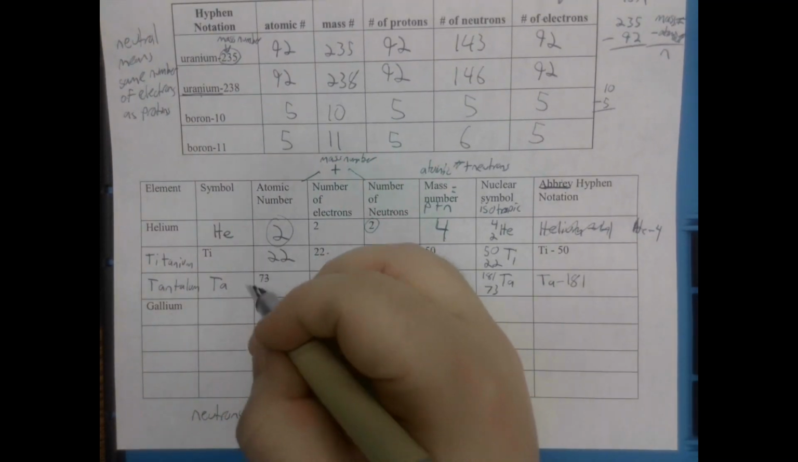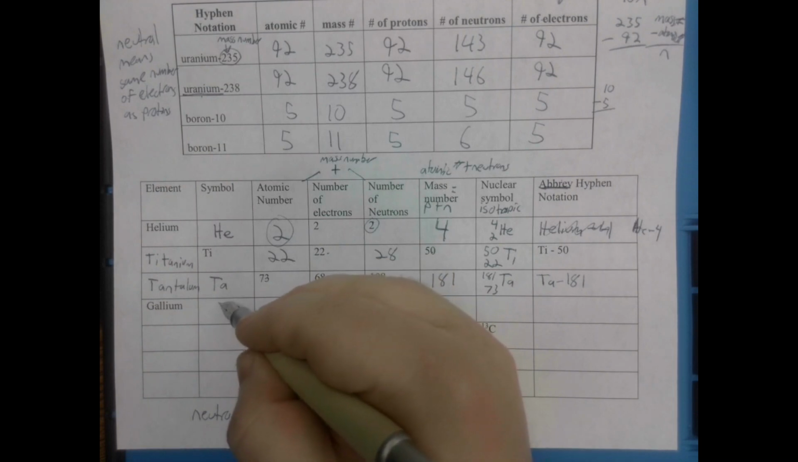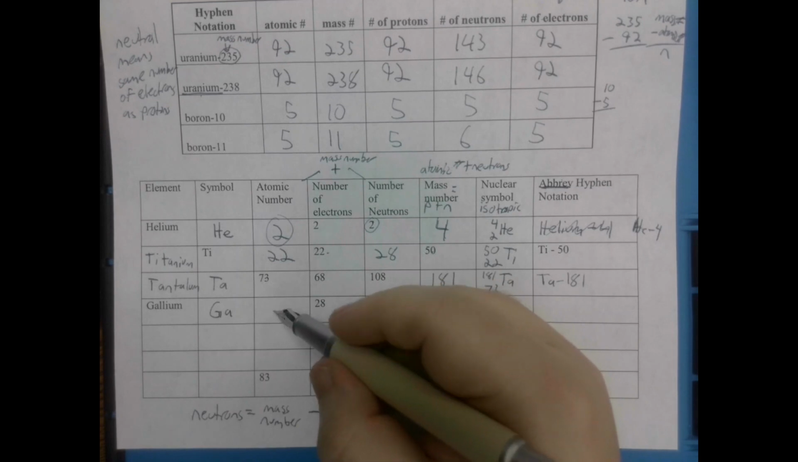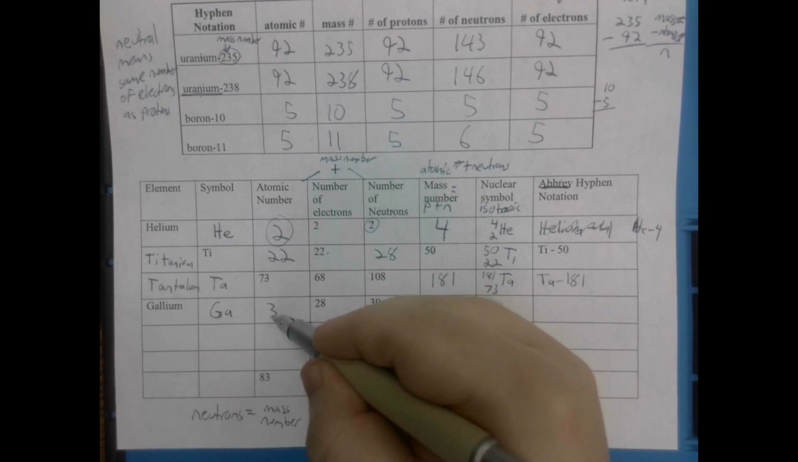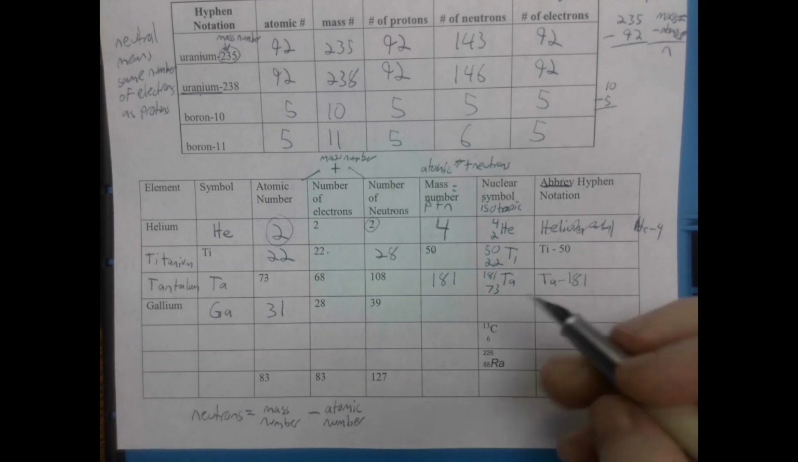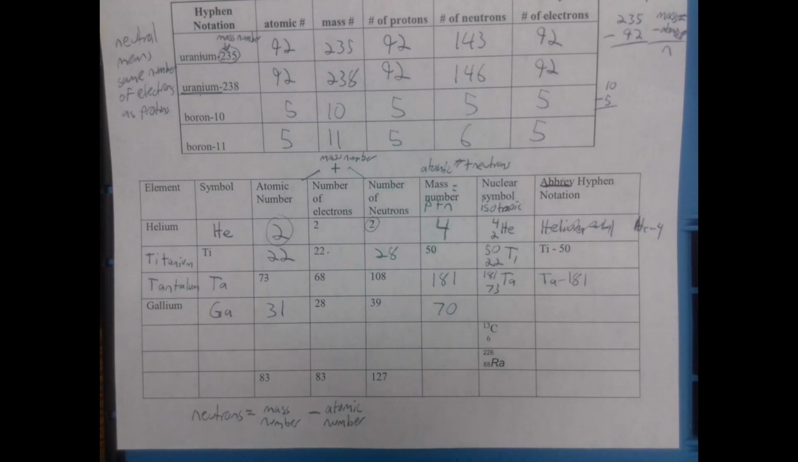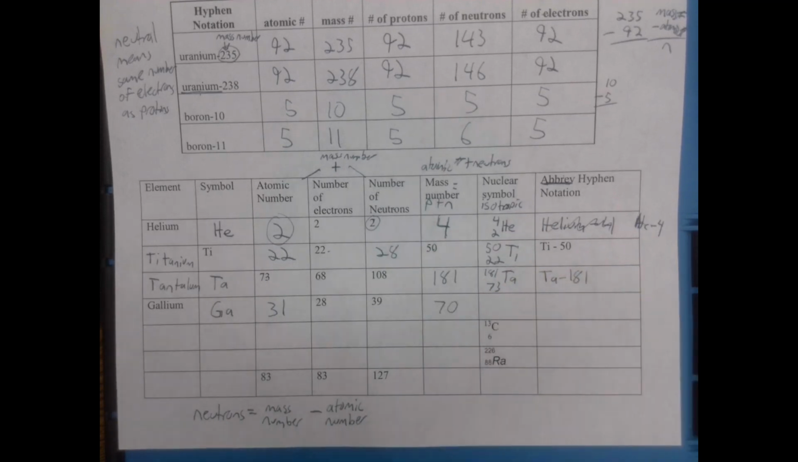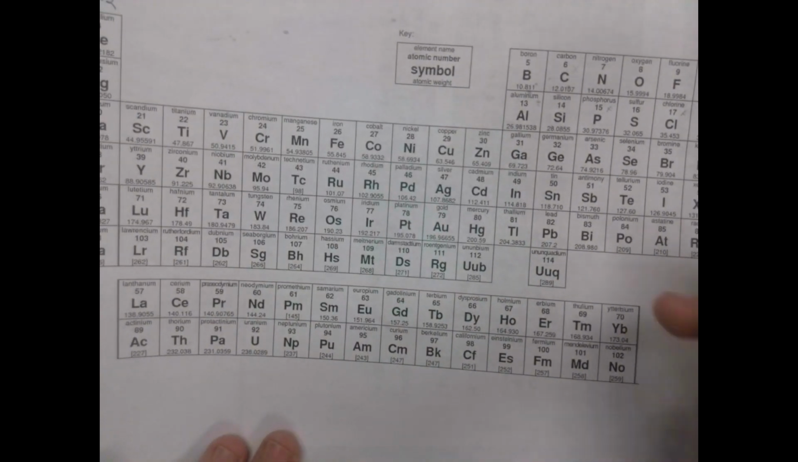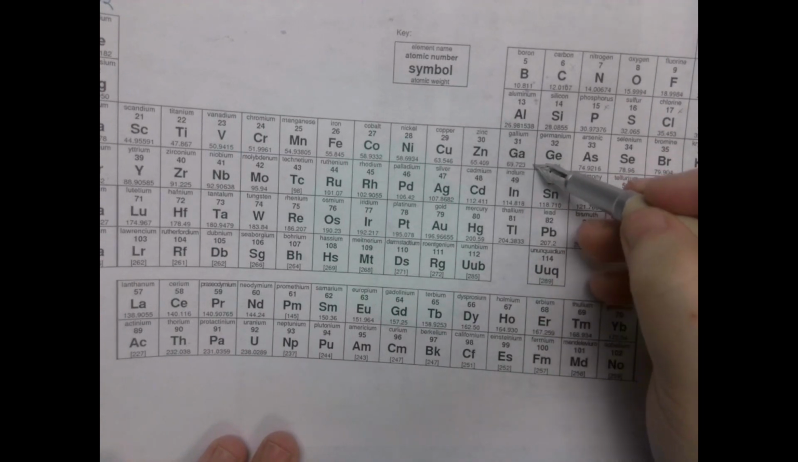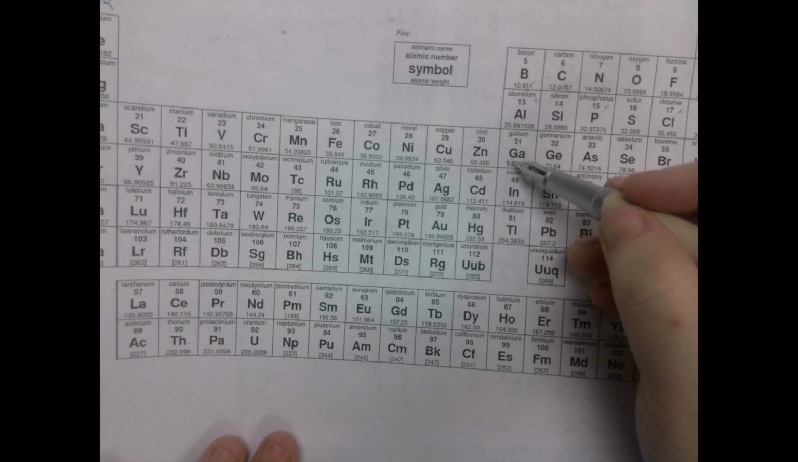What is the symbol for gallium? Exactly. What is the atomic number? 31. What is the mass number? 70. Thomas, what would happen if you rounded that mass number? Never mind, I was looking at the wrong one. So you see in this case it does round to it, but this is not always true.